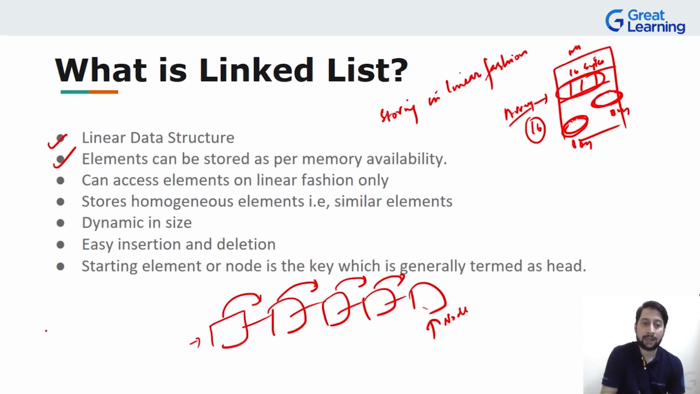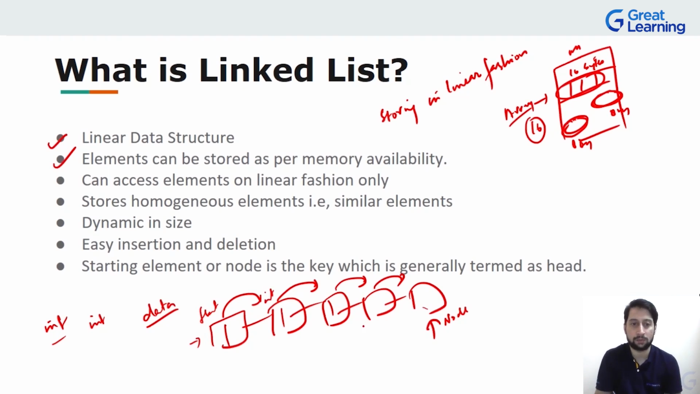Now, like an array, if you have this linked list in which you are storing integer values, the data stored in all the nodes will be of type integer. There is no such scenario wherein you store a float in this and an int in this. So you can only store homogeneous elements, which means similar elements.